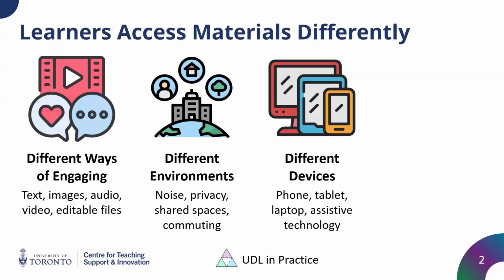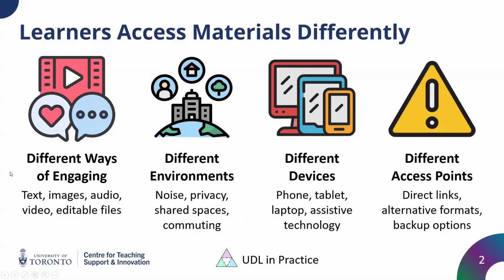Third, learners use different devices. Course materials may be accessed through phones, tablets, laptops, or assistive technologies, and what works well on one device may not work equally well in another. And finally, learners may need different access points. So a good design does not rely on a single way of accessing content. Providing direct links, alternative formats, or supporting materials can help ensure learners still have access to the materials if one pathway does not work as intended.